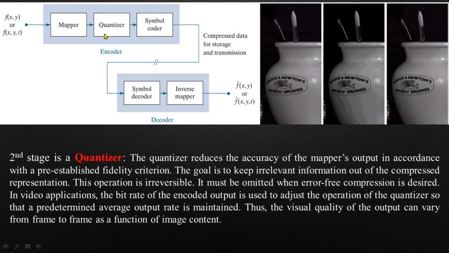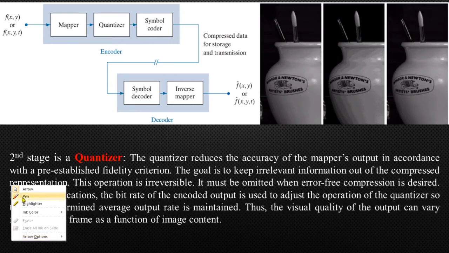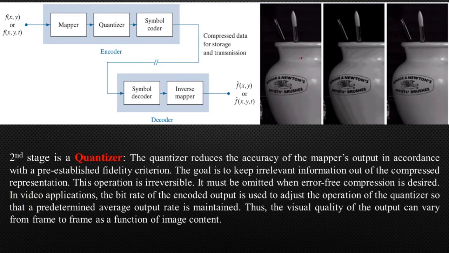The goal of quantizing is to keep irrelevant information out of the compressed representation. That is the goal of the quantizer. For example, in an image having some intensity levels, for example 19, 20, 21, 22, they can be rounded off to some value, for example 20.